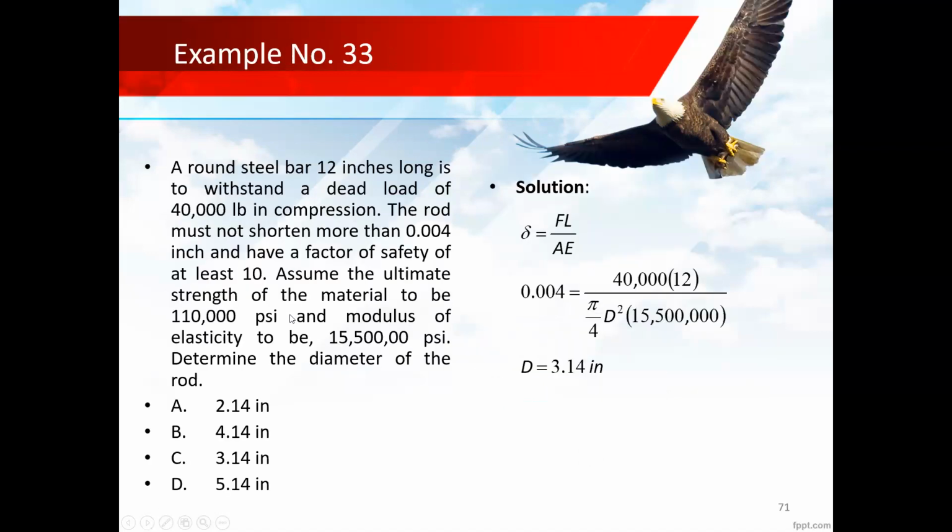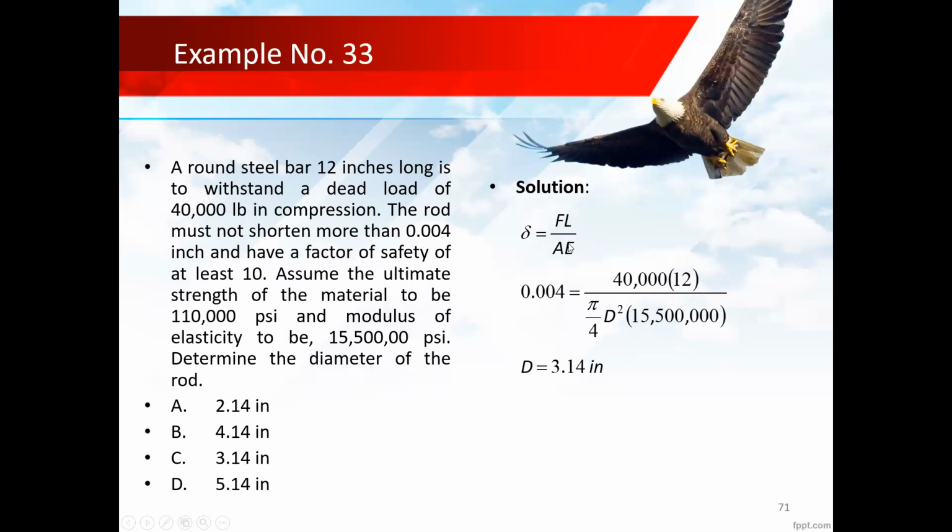Sample number 33. A round steel bar 12 inches long is to withstand a dead load of 40,000 pounds in compression. So the rod must not shorten more than 0.004 inch and have a factor of safety of at least 10. Assume the ultimate strength of the material to be 110,000 psi and modulus of elasticity to be 15,500,000 psi. Okay, determine the diameter of the rod.